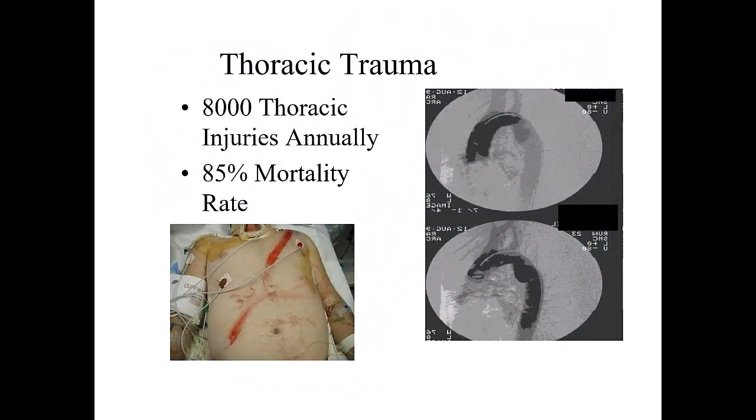Let's take a look at thoracic trauma and death. We have about 8,000 thoracic injuries annually, and the death rate is 85%. Here we can see the seatbelt has caused trauma to this patient in their mediastinum, and if we take a look at the cine, we can take a look at the aorta, which looks like a candy cane here, but the candy cane is broken, so we have a ruptured aorta.